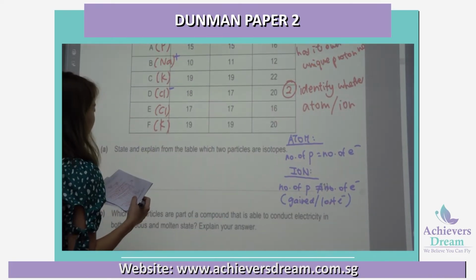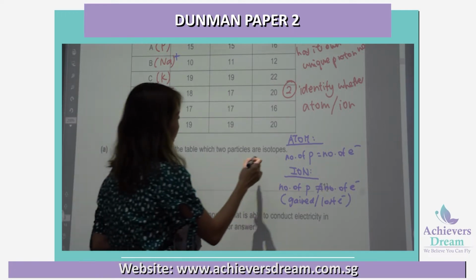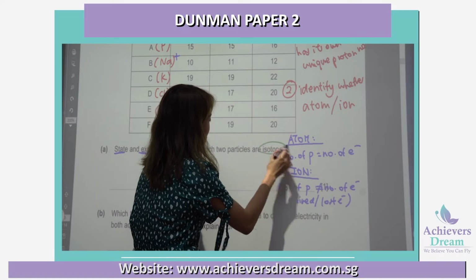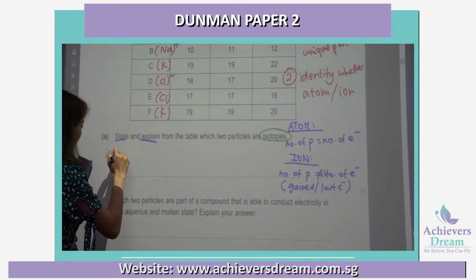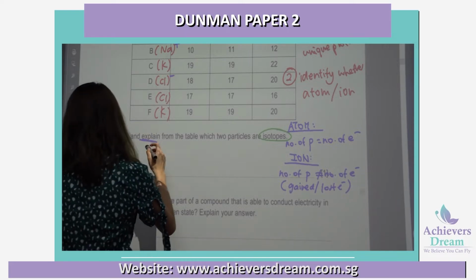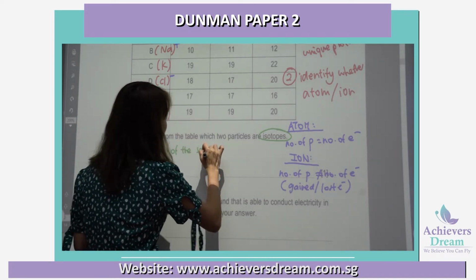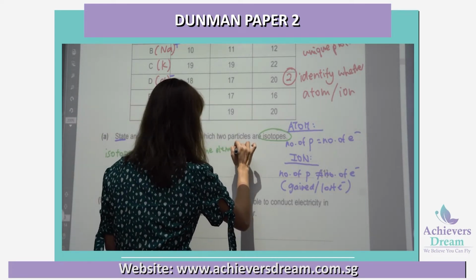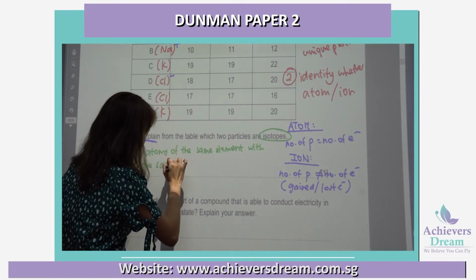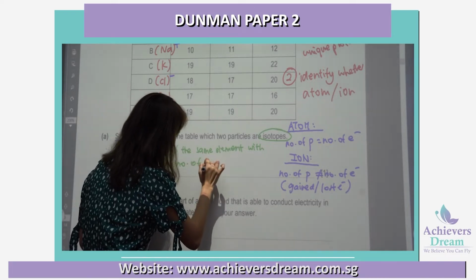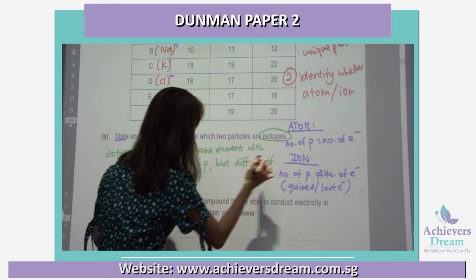Okay, so for part A, state and explain from the table which 2 particles are isotopes. Okay, what is isotope? The definition of isotopes are basically they are atoms of the same element with the same number of protons but different number of neutrons.